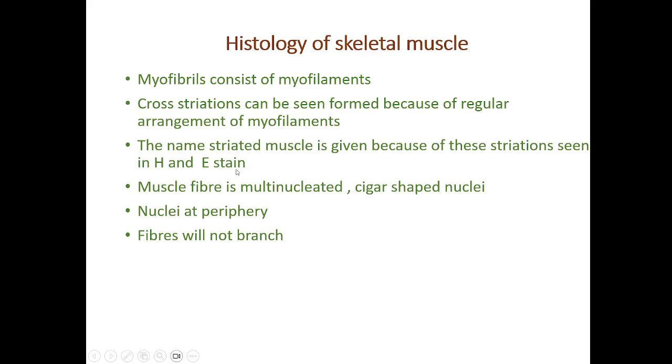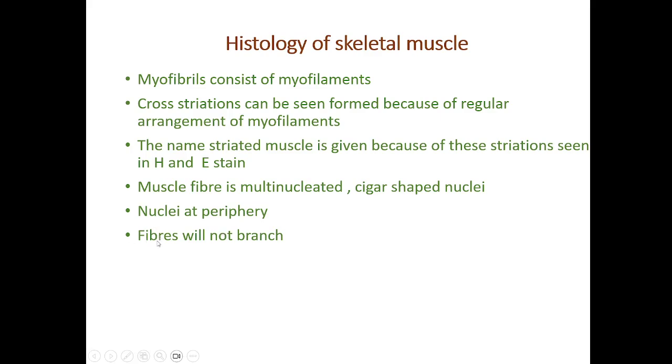What about inside? Inside, there will be multiple nuclei present in a single muscle fiber, and the nuclei will be cigar shaped, quite big cigar shaped nuclei. These nuclei don't have place in the center, as the center is completely filled with myofibrils. So where will they go? They are placed at the periphery. So all the nuclei are present at the periphery.